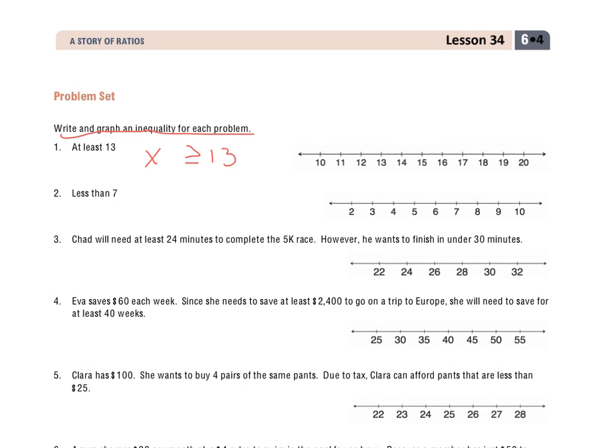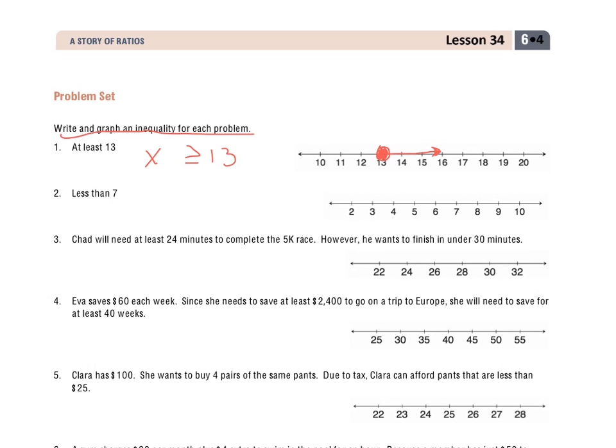So if it can be 13, I'm going to go over to the 13 and I'm going to color it in, because a filled in circle means that it could equal 13. And then I'm going to show an arrow to show all the values that it could possibly be, and it can be anything greater than 13.